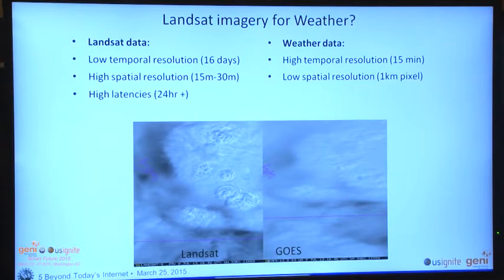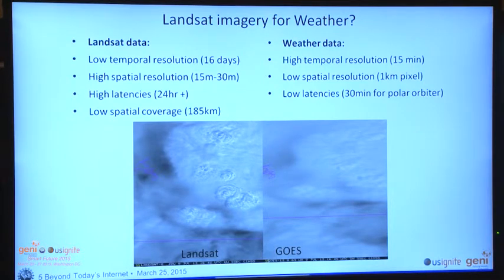There are high latencies for the Landsat data. It takes a while to actually get a Landsat scene into your work environment. Low latencies for weather data. It streams into the weather applications sometimes within 30 minutes. The spatial coverage of Landsat data is a narrow 185 kilometer swath, whereas the atmospheric science weather satellite imagery will often be a whole hemispheric coverage, or a full disk, they sometimes call it.